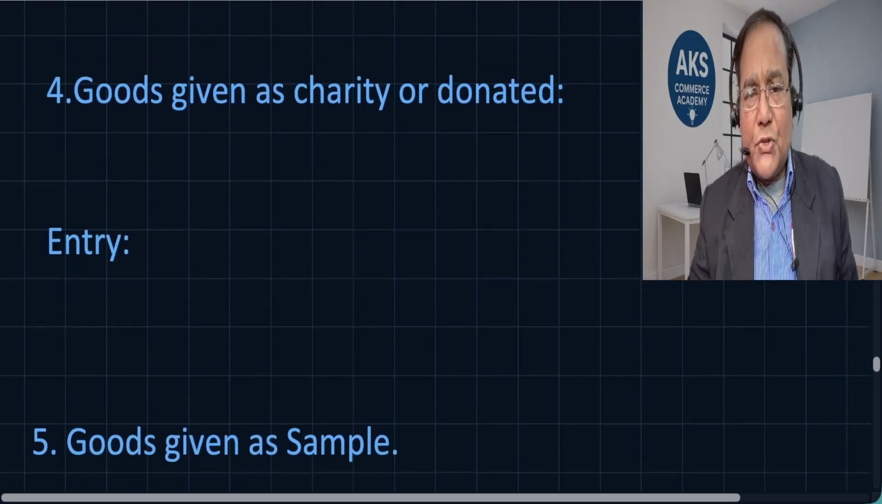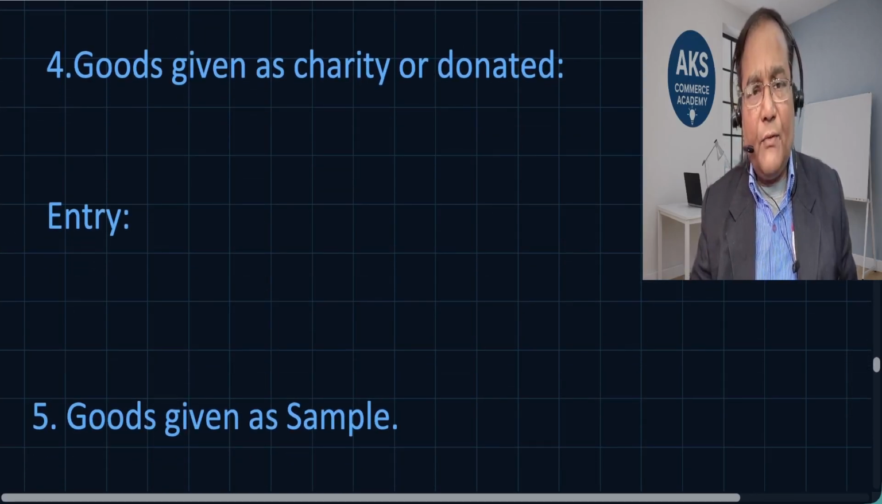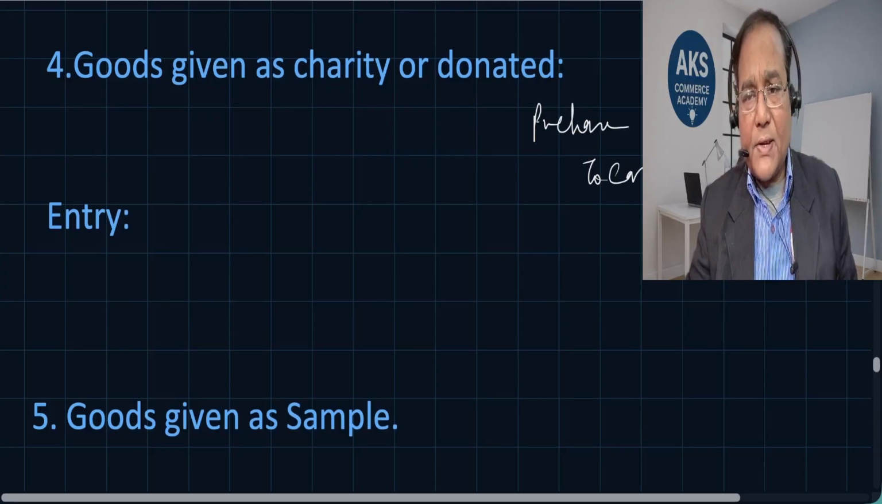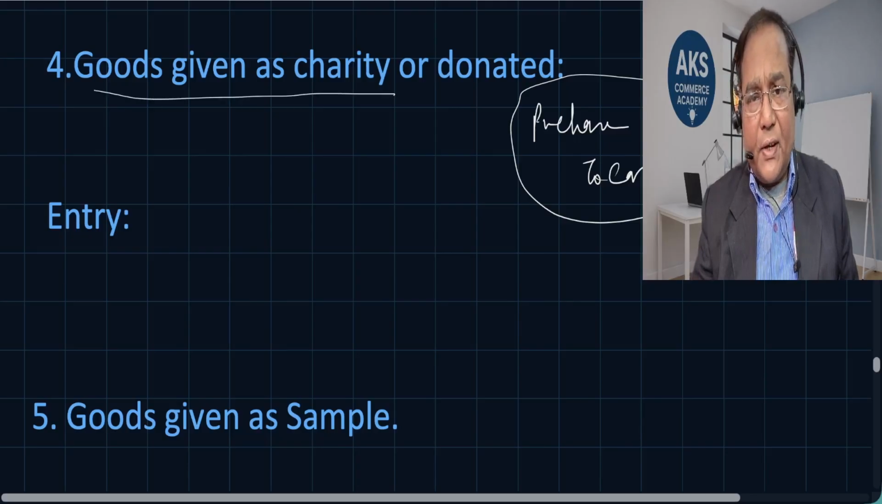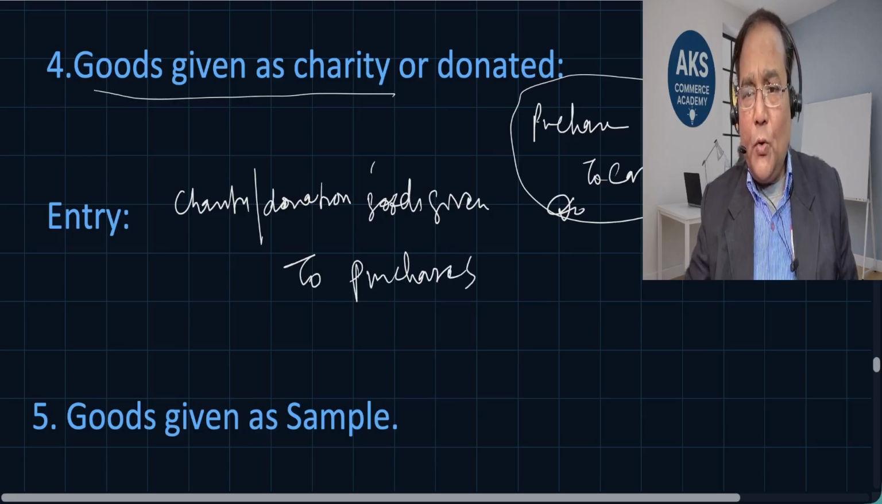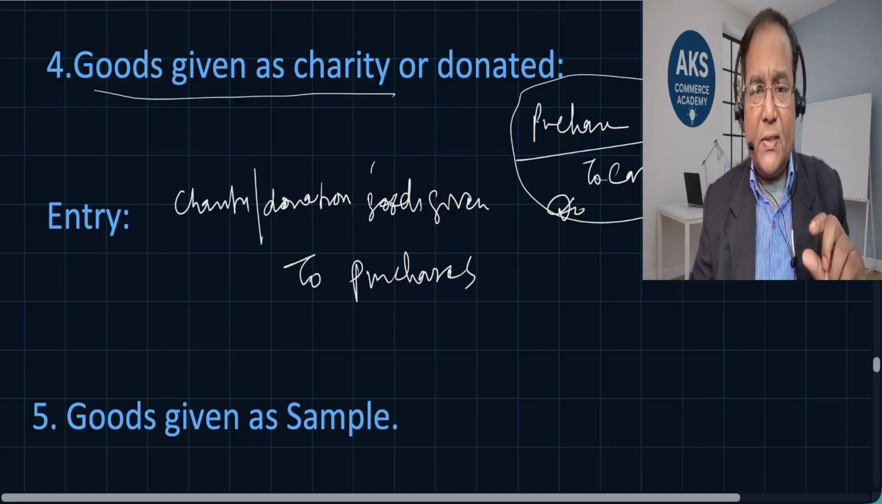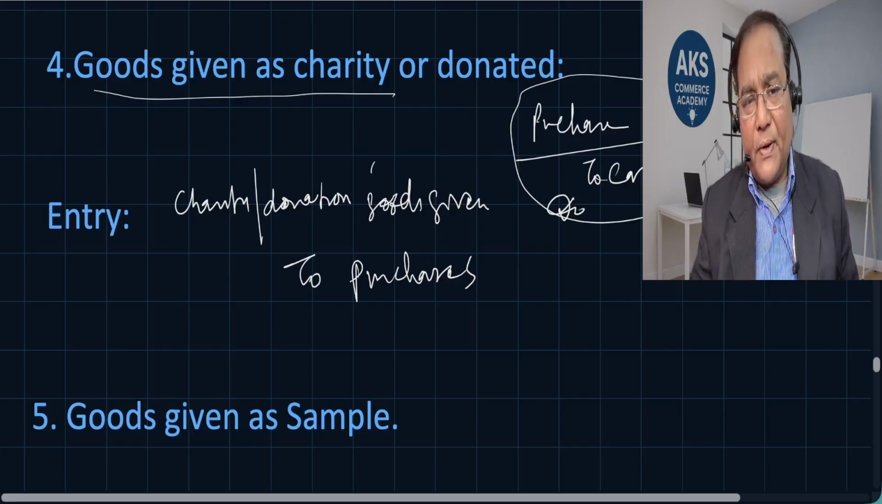Now goods given as charity or donation. When we are purchasing goods, what entry do we pass? Purchase debit to cash, if cash payment is made. For the inflow of goods in the firm, we debit purchases and cash is going out, so we credit it. When goods are given as charity, we need to do just the reverse. Purchases are credited: to the extent of the donation given, we are reducing our purchases, so donation debit to purchases. I hope this is clear.